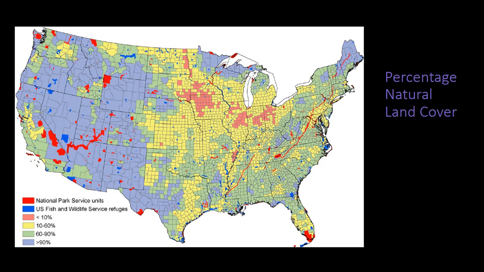So this is how much of the natural land cover still exists. The red means less than 10% still exists. Yellow means 10 to 60%. This is a huge range. It might only be 10%, it might be 60%. Green is 60 to 90%. And then the bluish color is more than 90%.